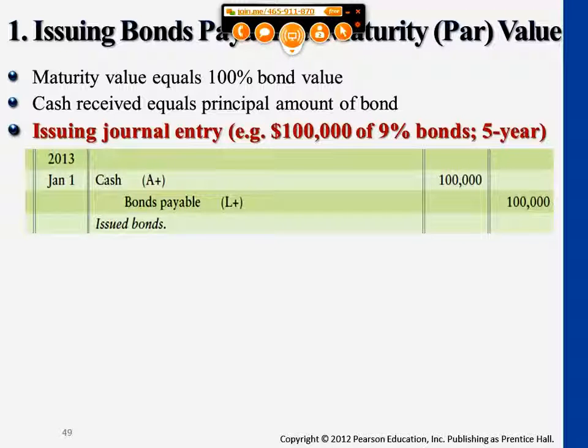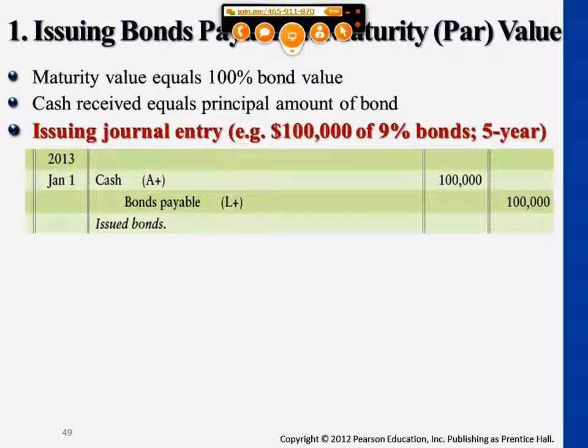Interest rate is 9%, and let's assume the market interest rate is also 9%. This 5-year bond, the first day when we issue it, we receive the cash from the creditor. This is a journal entry where we journalize the issuance of the bond at maturity value. The entry of the issuance only looks like this if the interest rate matches. 9% stated interest rate equals market interest rate 9%.